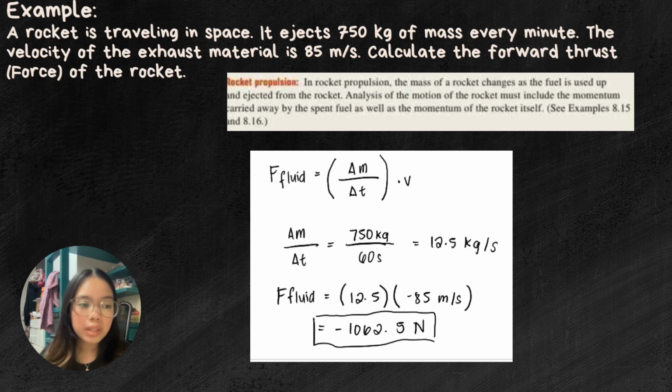The force exerted by the fluid is equal to 12.5 times negative 85 meters per second. So the force of the fluid is negative 1062.5 Newtons. The answer is negative because the force is directed along the negative x-axis.